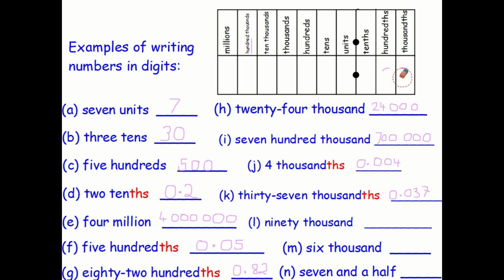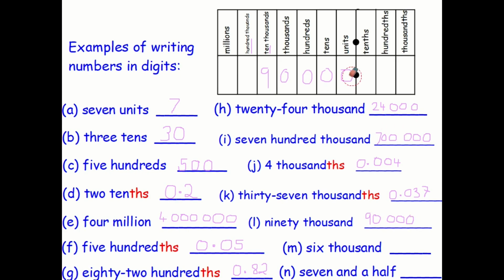L, 90,000. So 90 followed by your 3 zeros. 90,000, think about it as 9 tens. 9 tens is 90, and then 1,000. So 90 followed by your 3 zeros. 90,000.